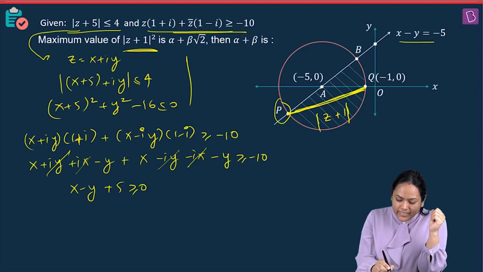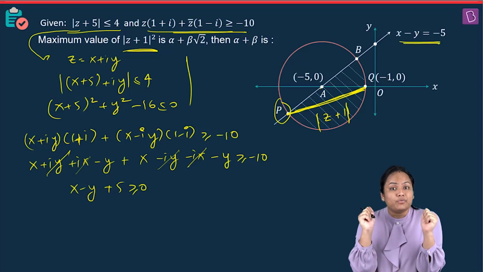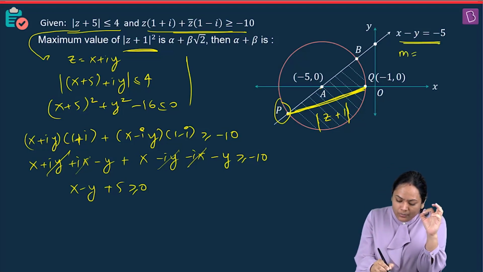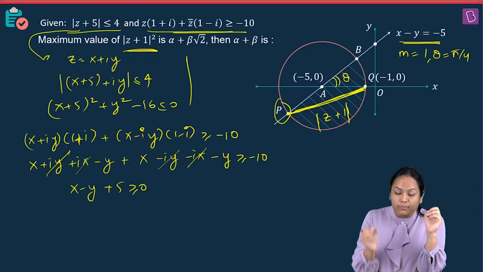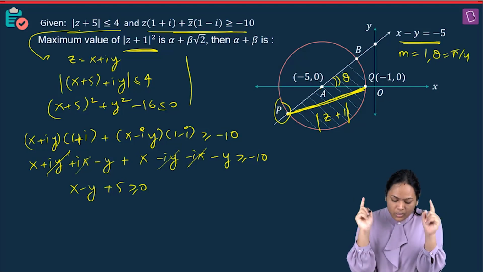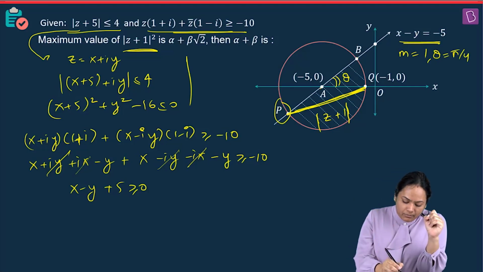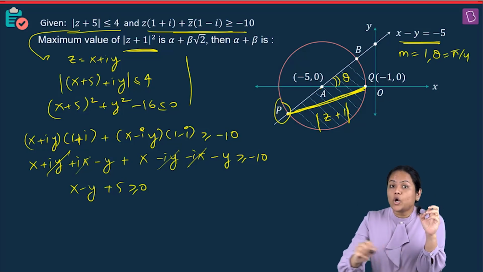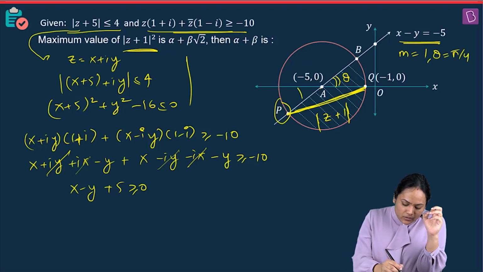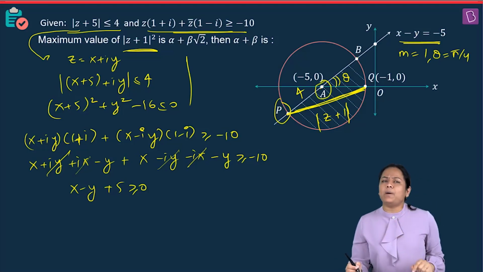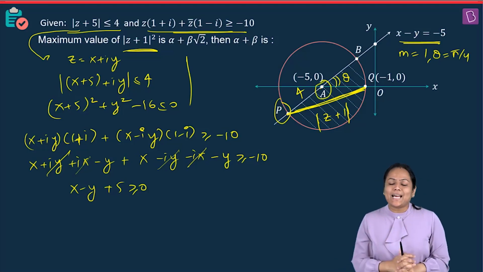I have my line as x minus y is equal to minus 5. The slope of this line will be 1. That means if I have this angle as theta, my theta value will be pi by 4. Clear? So if I want to write my point P, which is on this line, at a distance of 4 units from my point A, can I use parametric, guys? Yes, I can do that.